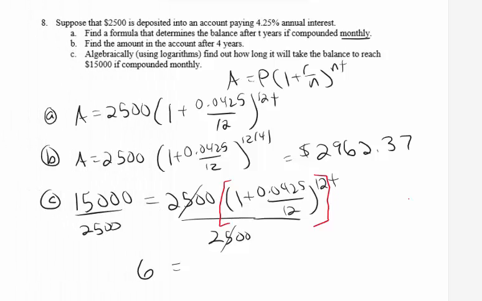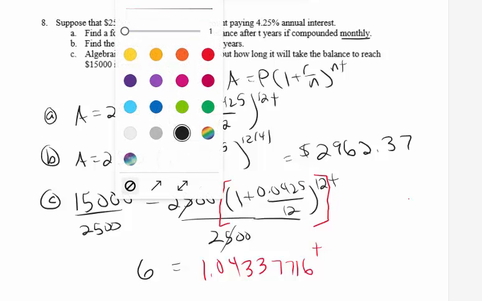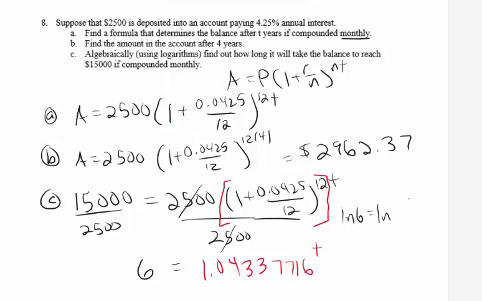Okay, so I'm going to move that to the side. I know you can't see it now, but then I can type 1.04337716 to the t. We still have the t out there. So we do as much as we can algebraically before we do logarithms. We go ahead and divide both sides to isolate the exponential part here. I can do all this numerical part, but we still have t there. Then we can take a logarithm of both sides. I'm going to use natural log. So I'd have natural log of 6 equals natural log of this stuff.